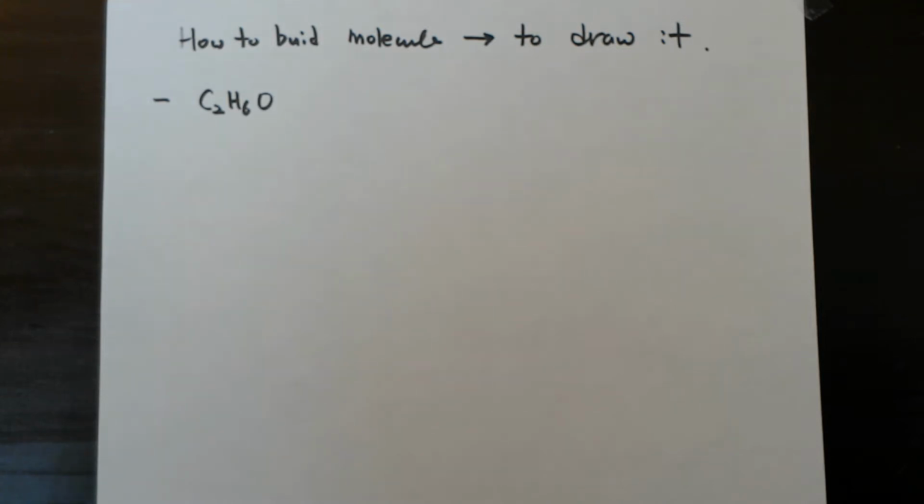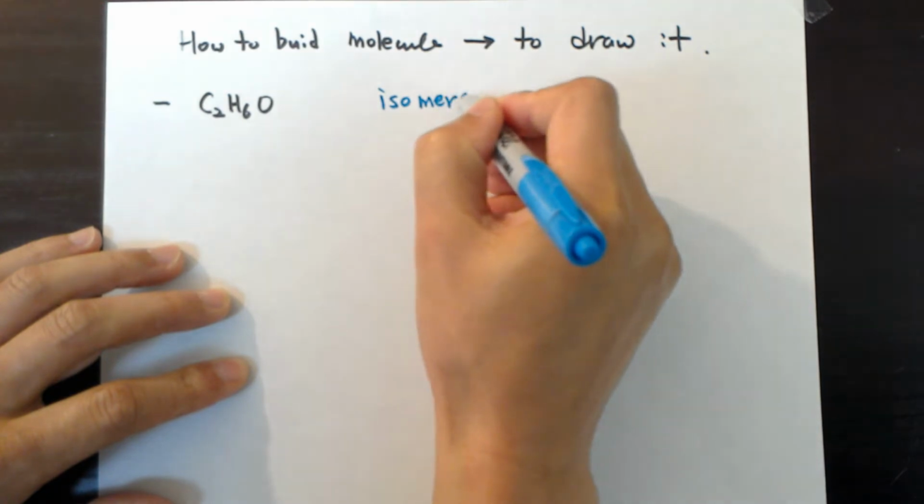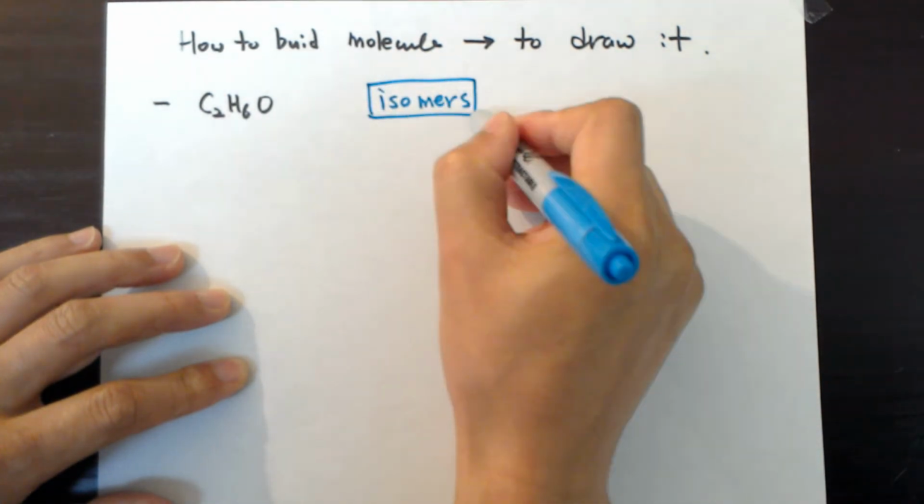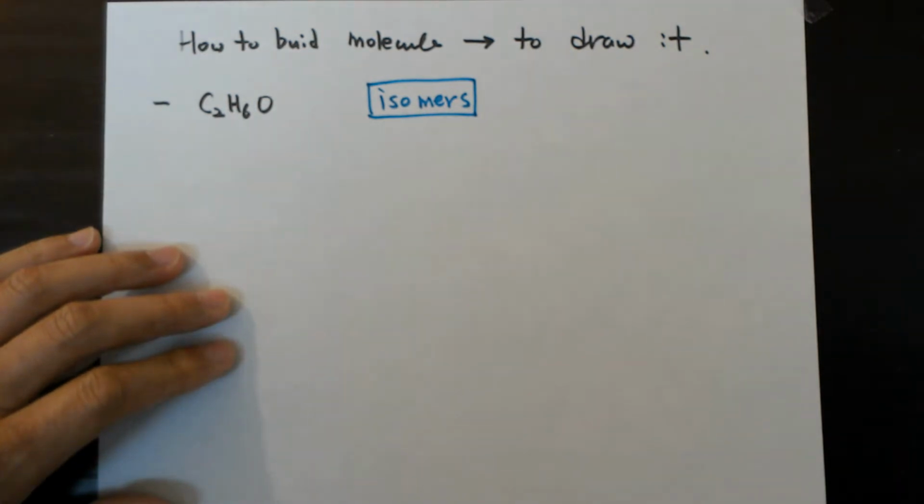So for that, you can come up with various arrangements of the 2 carbons, 6 hydrogens, and oxygen, and those different ways of connecting them create different molecules, and we call those different molecules isomers. So isomers are the molecules that have the same formula but some difference in the structure.